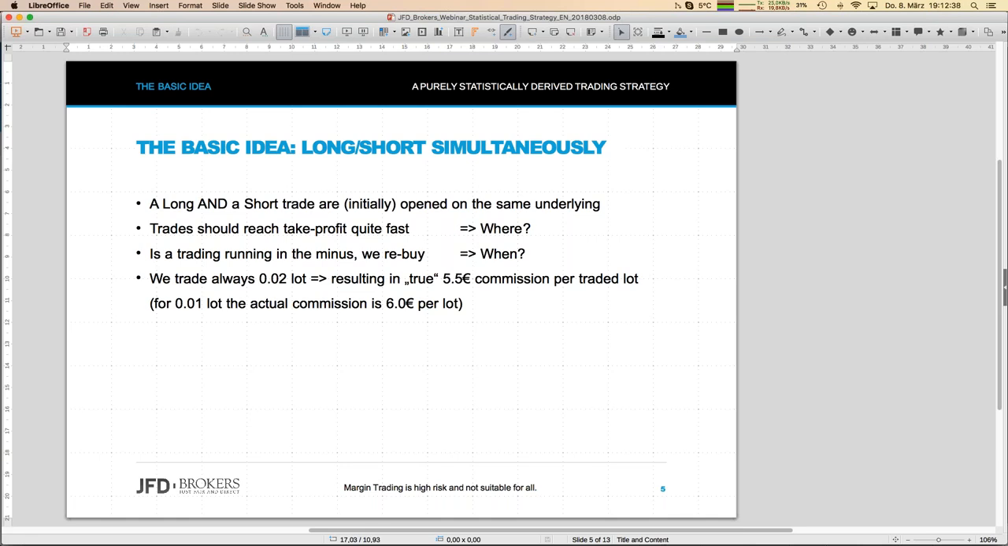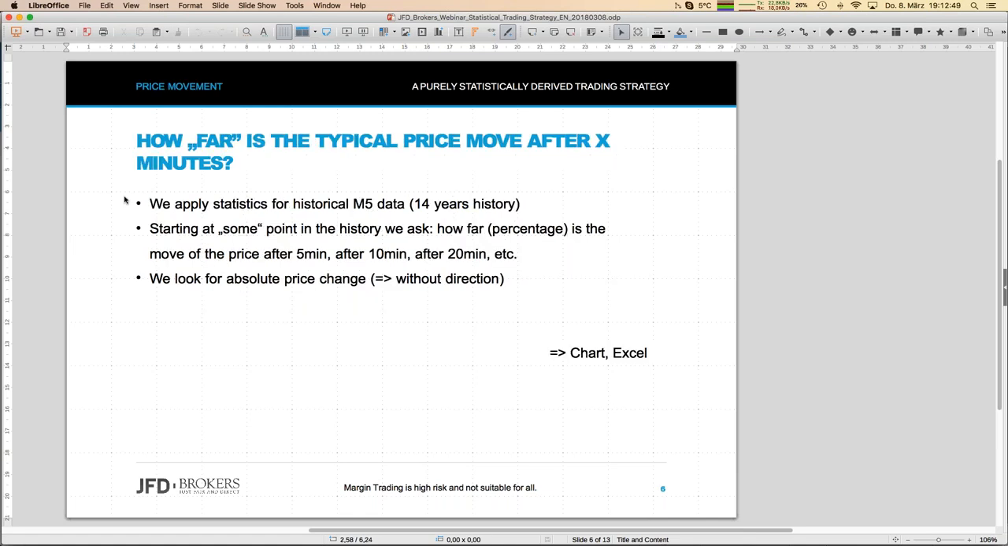So that's the only reason. Otherwise I would go in units of 0.01 lot in this case. So that's the principle of that kind of strategy. But now the question is, how far is the typical price moving after X minutes?